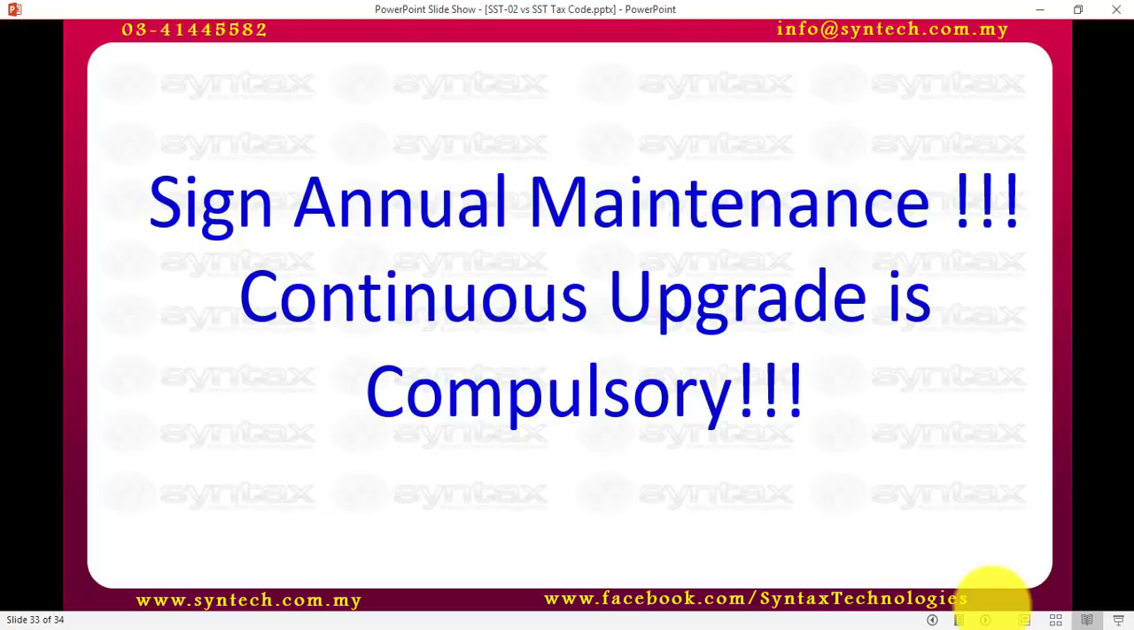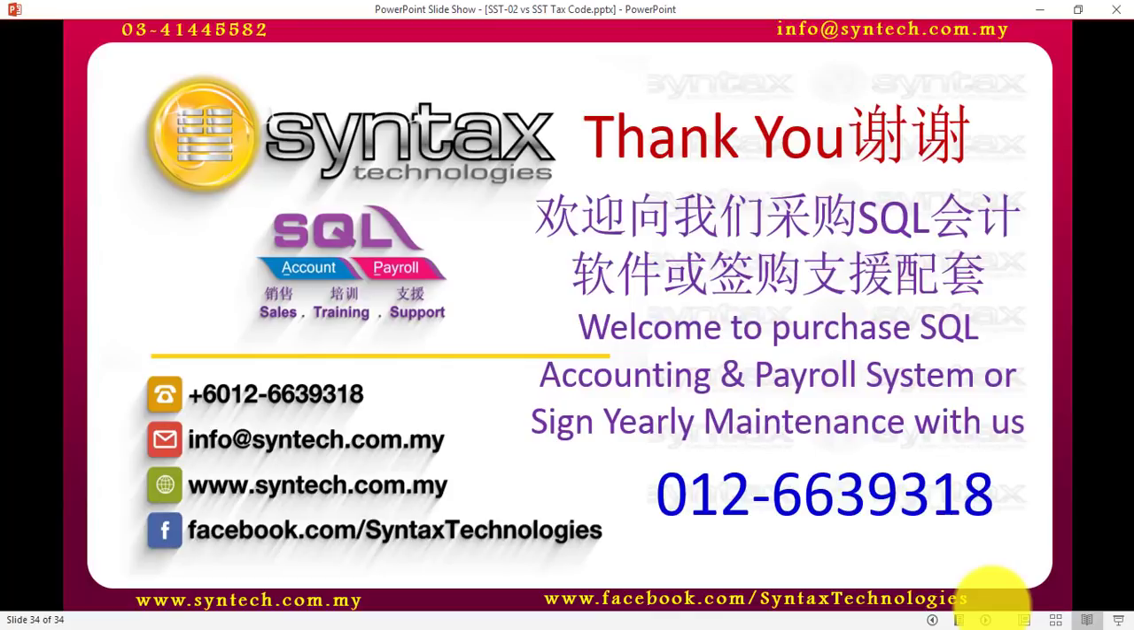So this is all the theory part, but please bear in mind, please sign annual maintenance to get the continuous upgrades. It is compulsory because SST will keep on changing. Secondly, for example, until version 764, we still do not have the SST-02 form in the accounting system. Let's say you do not have maintenance, so what happens later? It means you cannot do SST-02 using the accounting system. That is a big problem. So sign up for maintenance and get the updates later, so whenever there are changes or when the SST-02 form is ready, you can just use it directly. Of course, again, please consider signing maintenance with us or purchasing SQL from us.